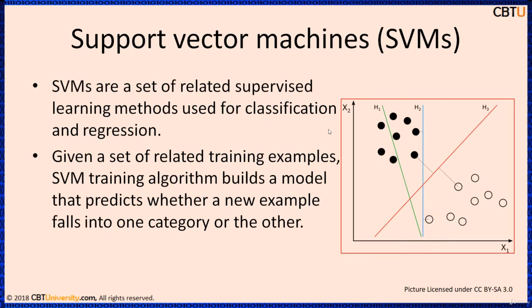Support vector machines are a set of related supervised learning methods used for classification and regression. Given a set of training examples, each marked as belonging to one of two categories, the SVM training algorithm builds a model that predicts whether a new example falls into one or the other category.